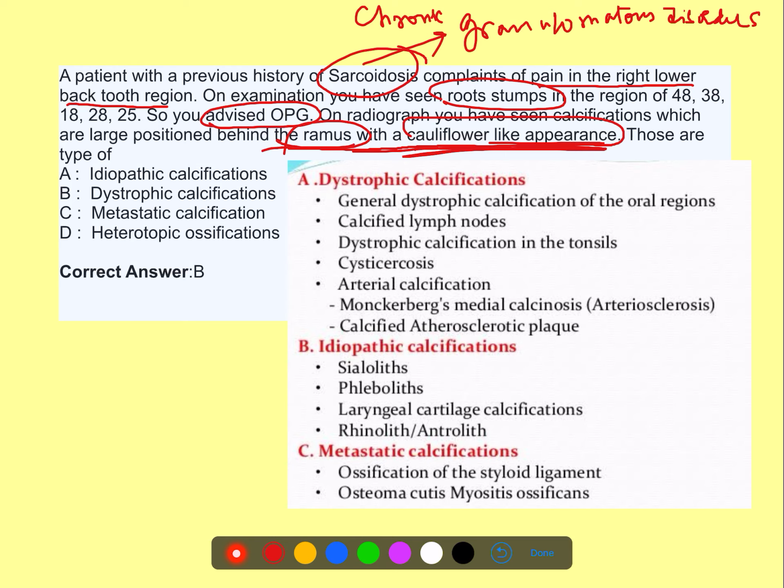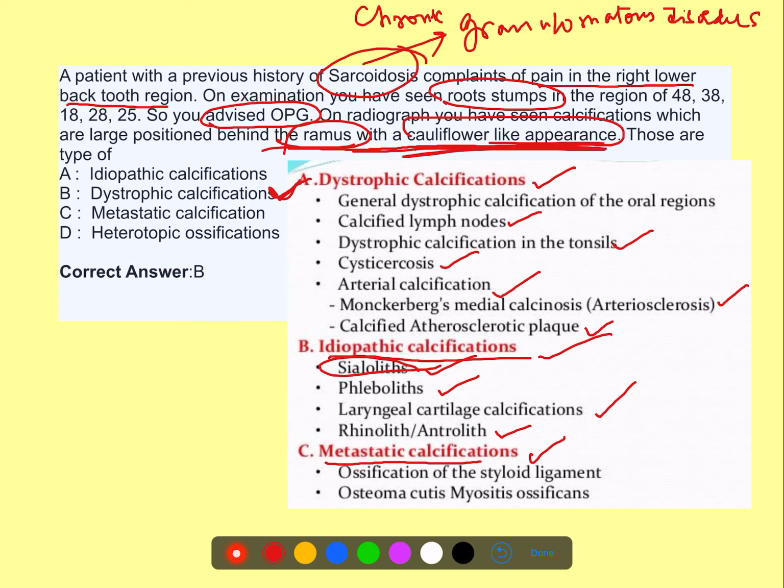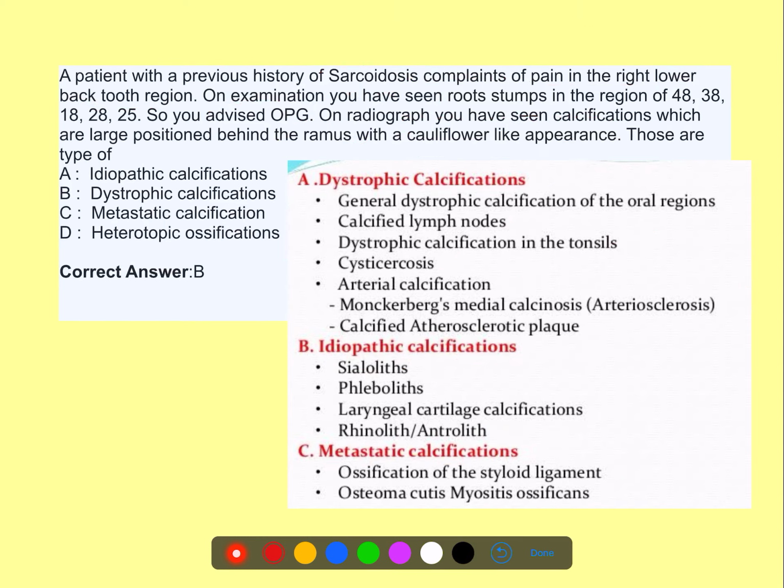These are the list of soft tissue calcifications. They may be dystrophic, idiopathic, or metastatic. Dystrophic includes calcified lymph nodes, calcifications near the tonsils, cysticercosis, arterial calcification or Monckeberg's medial calcinosis, or a calcified atherosclerotic plaque. Under idiopathic calcification come sialolith, phlebolith, laryngeal cartilage calcifications, rhinolith and antrolith. Under metastatic are ossification of the stylohyoid ligament, osteoma cutis and myositis ossificans.